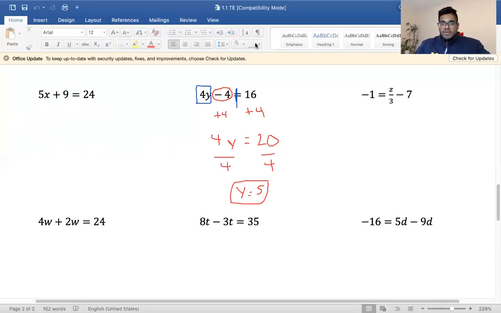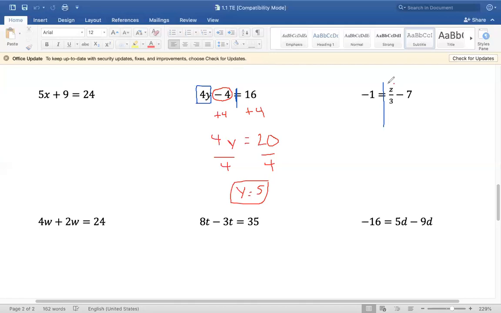Okay. Same thing on the next problem. Draw a line there. Again, I'm going to try to get this guy alone, so I'm going to deal with this thing over here. Well, how do I get rid of a minus 7? I'm going to plus 7.